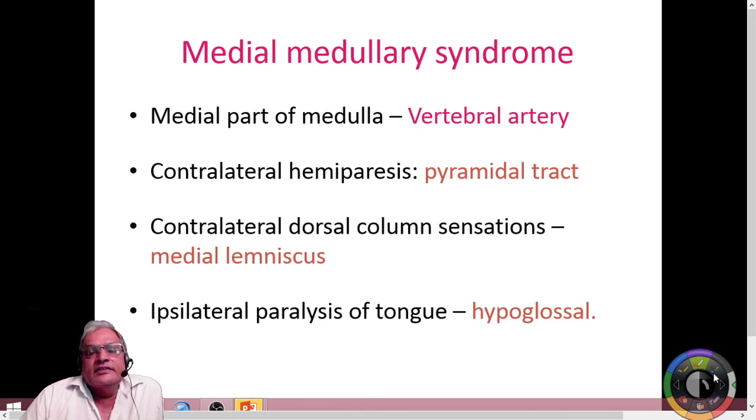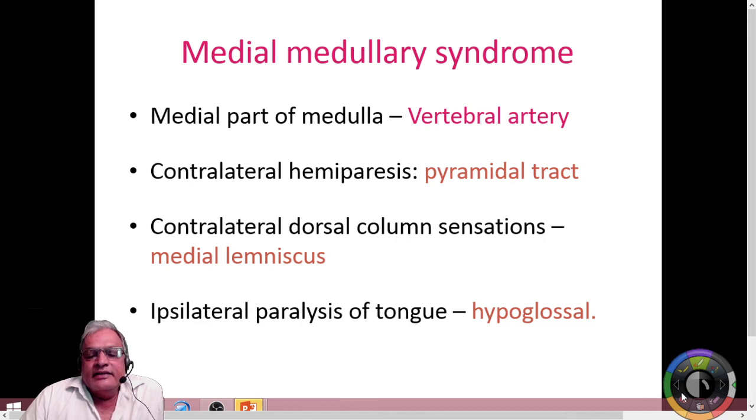Then contralateral dorsal column sensations are gone. So you have problems with 2-point discrimination, position and vibration sense and all that. So the medial lemniscus is gone, you get contralateral dorsal column sensations gone. So if you put a tuning fork on the opposite side, you find that this person cannot appreciate the vibrations of the tuning fork, nor can he appreciate 2-point discrimination, that is, you put a divider at a distance and then try to poke him and say, can you feel 2 points or only 1 point? That's also gone. So your dorsal column sensations are gone.